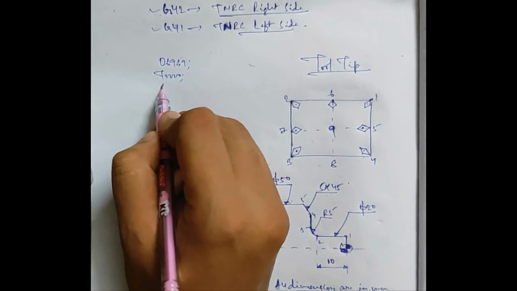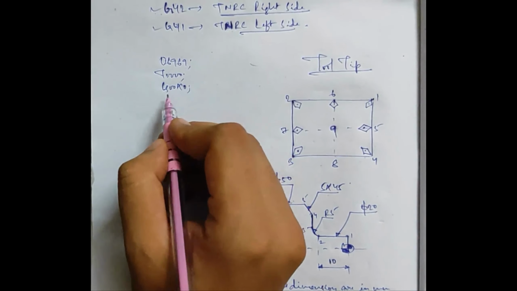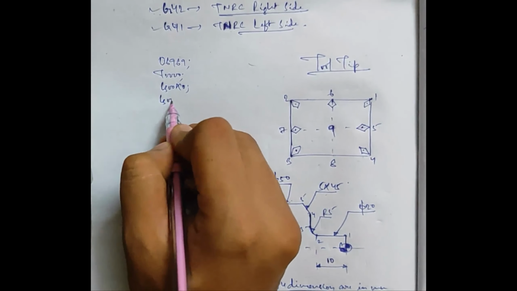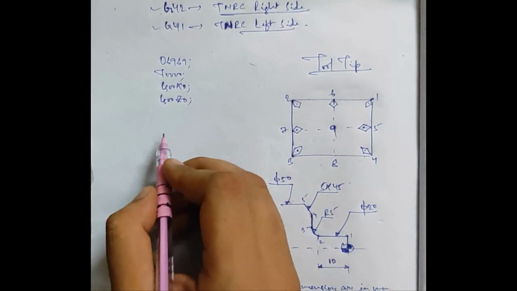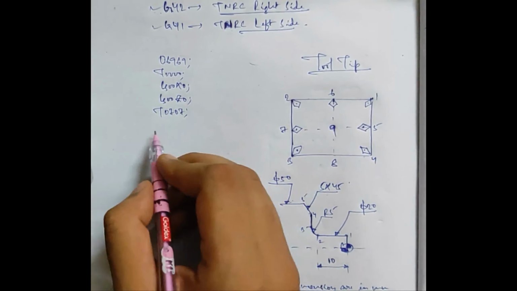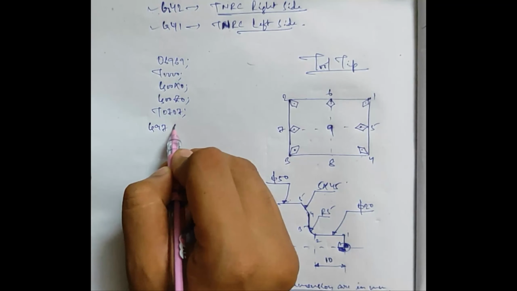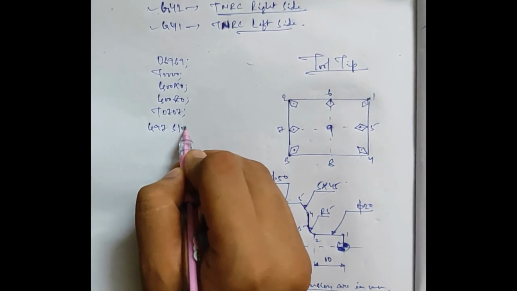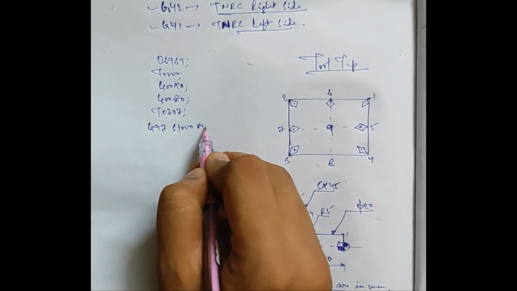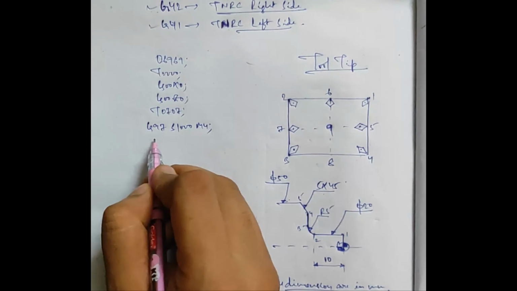T0000, G00 X0, G00 Z0, then tool call T0707, then G97 S1000, M4, then safety.